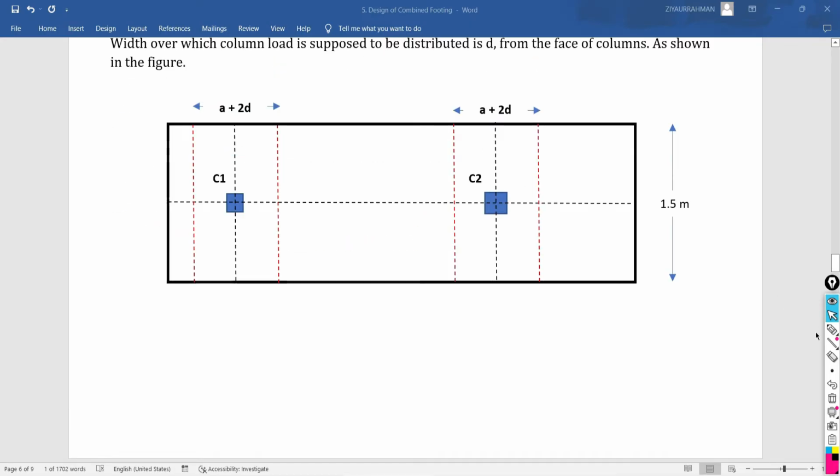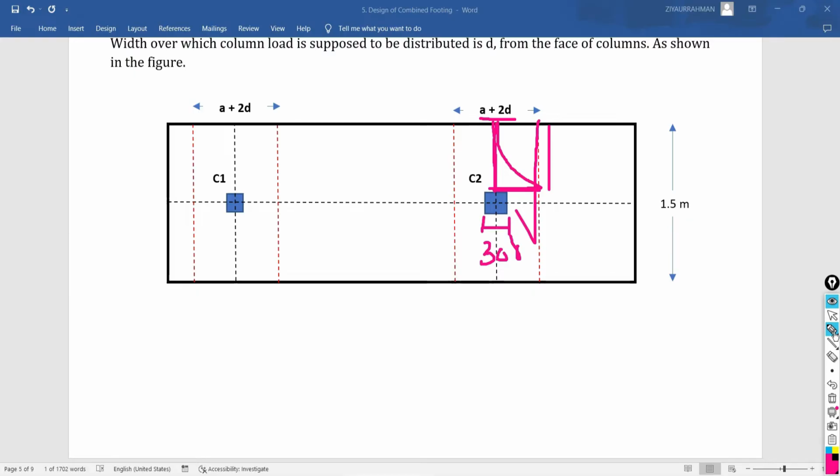Have a look over this. Now for the column C2, I want to calculate the bending moment at the face of my column here. How can I calculate the bending moment? For that I need this projection, plus I need the net upward soil pressure under the column C2. These both things I need. Also I need this width A plus 2D. A is the side of your column, and this side of your column is 300. As our column is a square column, both sides are 300 mm. Okay, so 300 mm plus 2 times the effective depth.